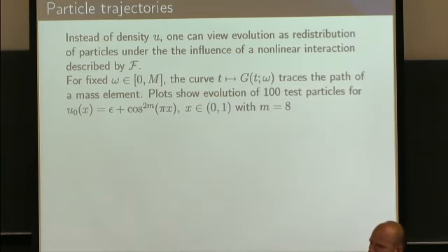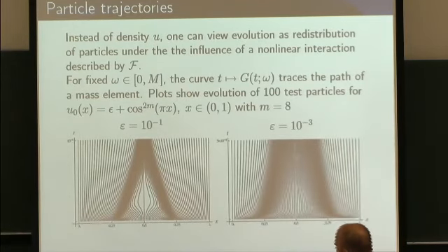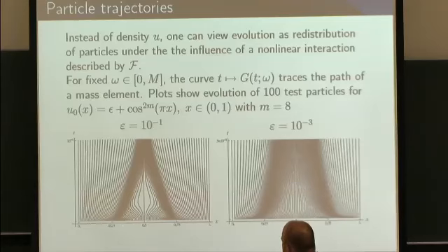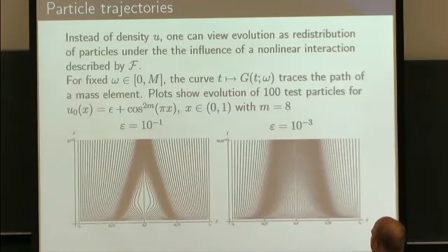And instead of looking at the densities, it would also be natural maybe to look at the problem as particles that are under the influence of this Fisher information. So for a fixed omega, this curve g of t omega, where g is the pseudo-inverse, traces the path of a mass element. So we could plot these paths of test particles and take a look at how they look. In principle, you see here, this is the space in x, and this is time. Here for the value epsilon 10 to the power minus 1 in the initial condition, and here for power minus 3.